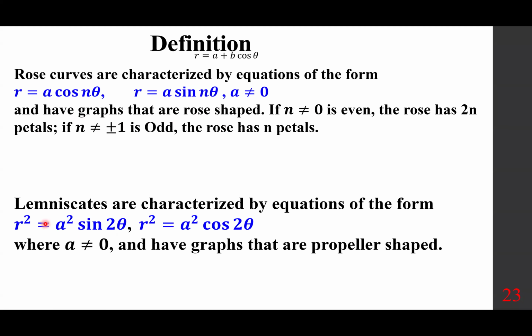And also we have other forms, lemniscates, and are characterized by equation of the form r squared equals a squared sine 2 theta, r squared equals a squared cosine 2 theta, where a can't be 0, and have graphs that are propeller shape.